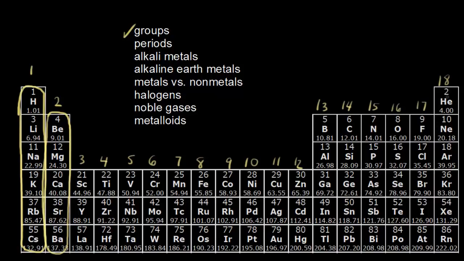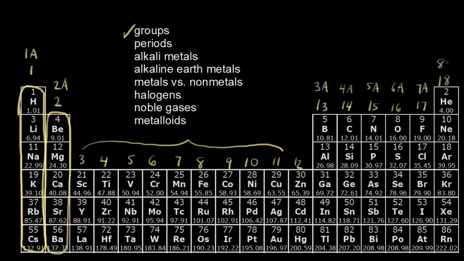There is another way to number your groups, and that would be to say that group 1 is group 1A, group 2 is group 2A. And then kind of ignoring groups 3 through 12, continue on with your numbering system. So 1A, 2A, that would make this group 3A, group 4A, group 5A, group 6A, 7A, and finally 8A. And this second way of numbering your groups is useful when you're thinking about valence electrons.